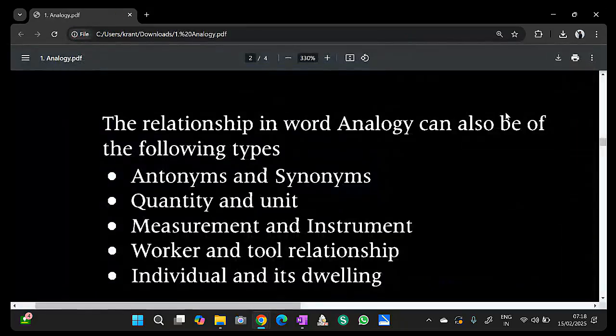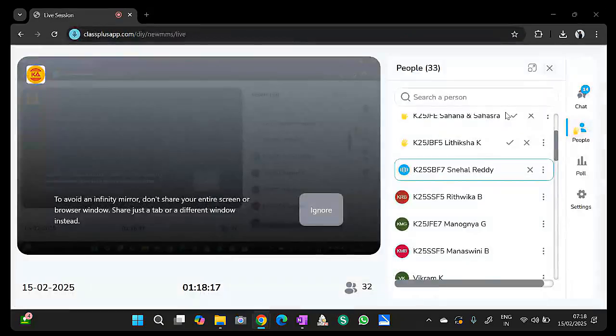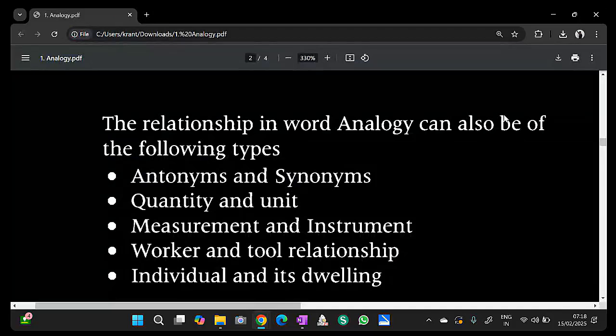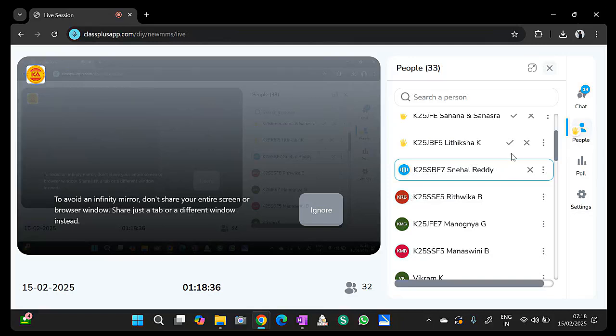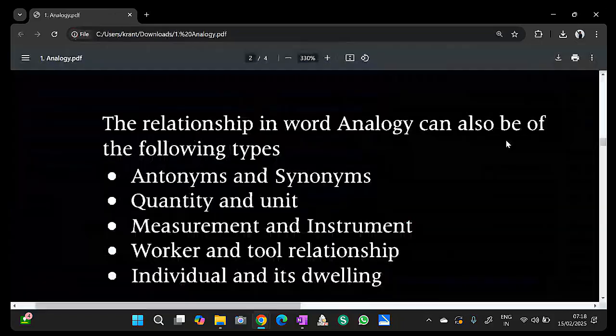Snehal. Sir, do we write these antonyms and synonyms also? No, these are just headings. We are not going into the topic. When we go into the topic, the important things you can copy, not everything. If you know already, you need not copy. And if you are listening for the first time and you want to remember, you can copy them. Okay, sir.